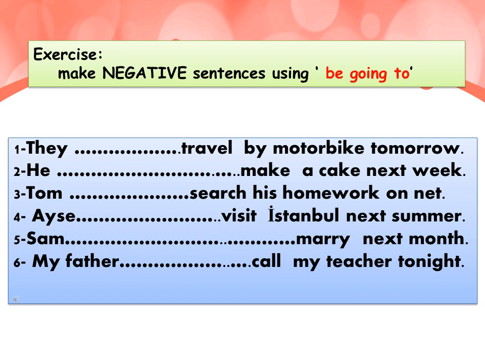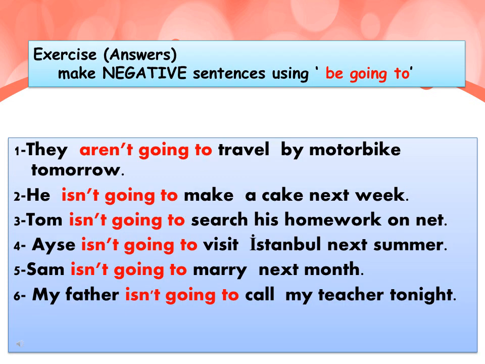Okay, second exercise. Now make negative sentences using be going to. Negative, we add not. So 1, they travel by motorbike tomorrow. 2, He make a cake next week. 3, Tom search his homework on net. 4, I visit Istanbul next summer. 5, Sam marry next month. 6, my father call my teacher tonight. So these sentences you are going to make negative using not plus be going to.